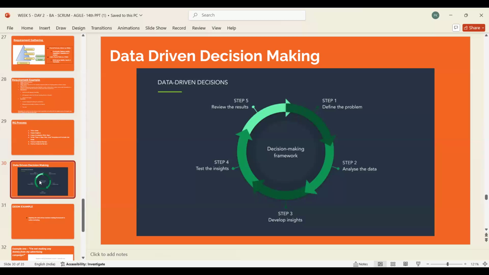Everybody with me on this? It's a very realistic and very practical example. What is the problem? Can someone repeat it? Low grades. Low grades. Perfect. Very well said. Low grades is a problem.